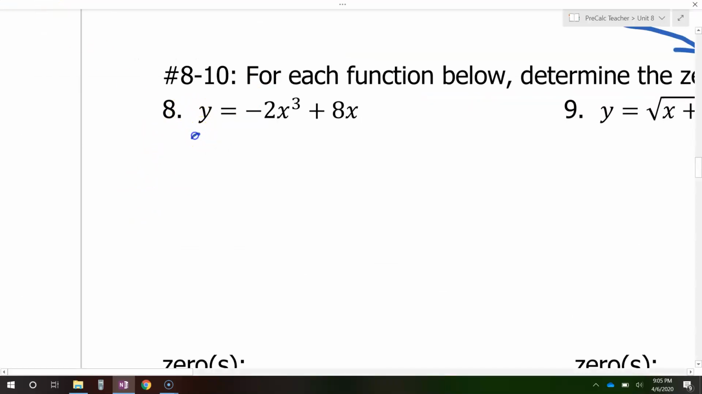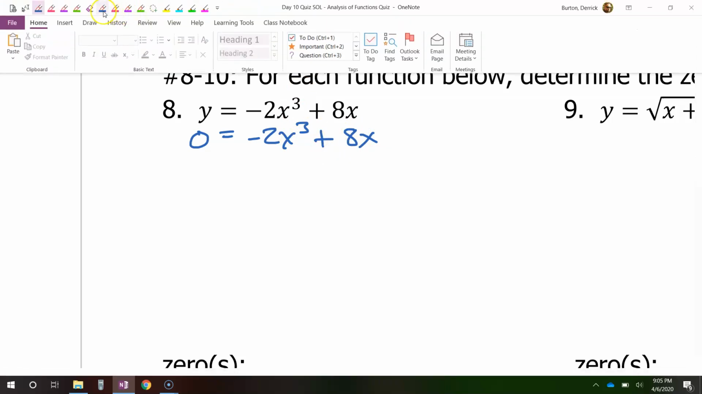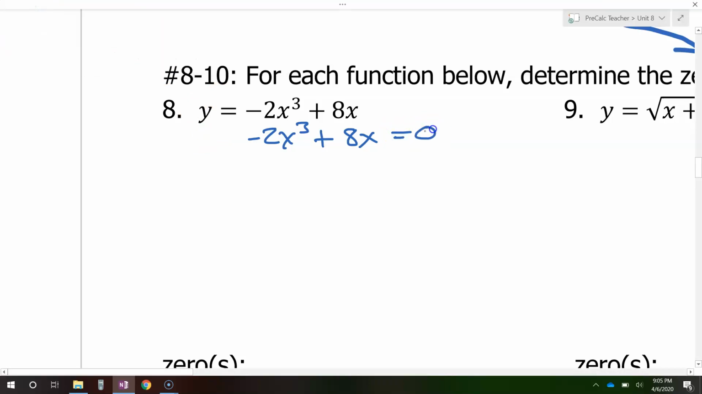So if y equals 0, then I have 0 equals negative 2x to the third power plus 8x. I will feel more comfortable if I put the 0 on the other side. So if I solve this, I will be finding the zeros of the function. We can solve this by factoring. Let's take out a common factor of negative 2x and see what that leaves behind. So that will leave behind x squared minus 4.